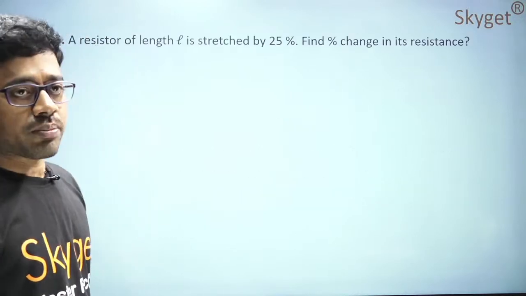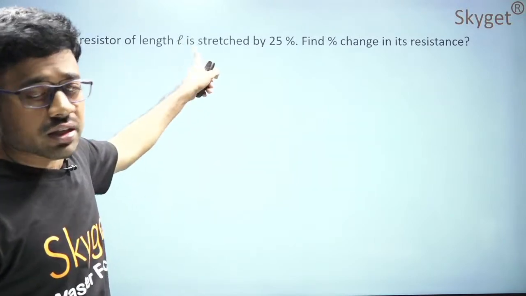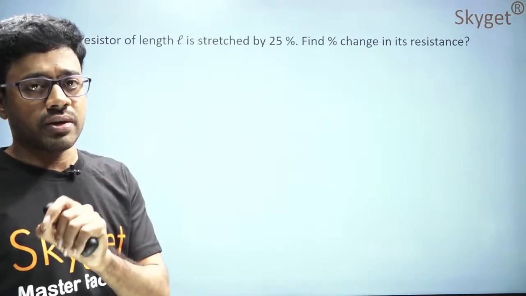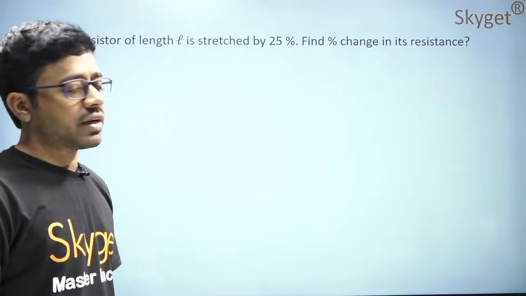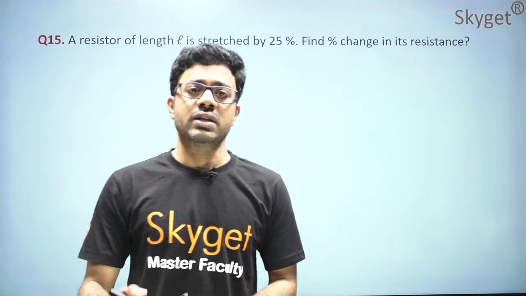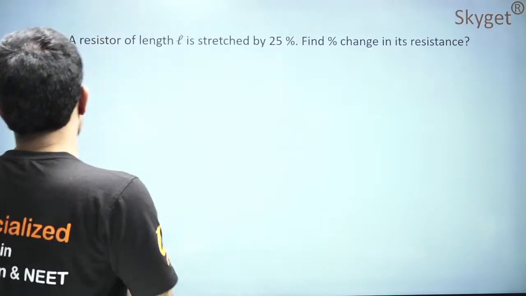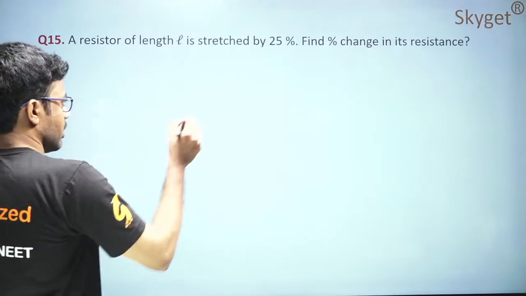So here he has given a problem number 15. Look at it carefully. He has given that a resistor of length L is stretched by 25%. Find the percentage change in the resistance. So here, first you should know the relation between the resistance and the length of the stretched wire. As you know, R is equal to rho L by A.